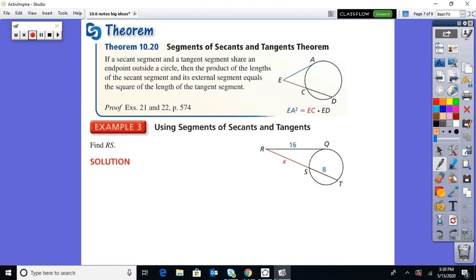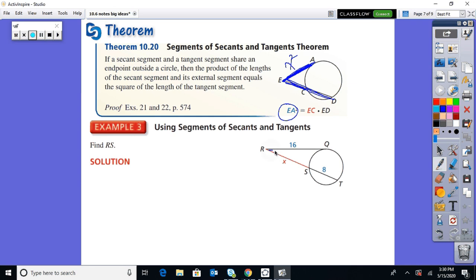All right. Last concept today, we've got a tangent and a secant. It's kind of the same thing. Because with a tangent, think about it, the whole big thing is the outside piece. So you're just going to take this EA and square it. That's why you have that. The other secant is still the whole big thing, ED, times the outside piece, EC. So example 3, let's see what we've got.